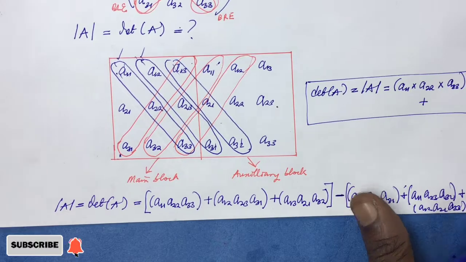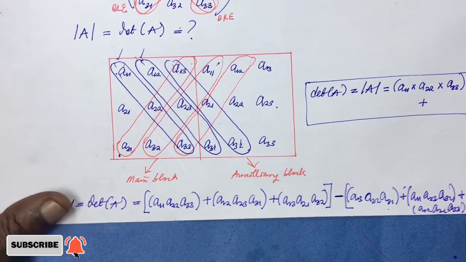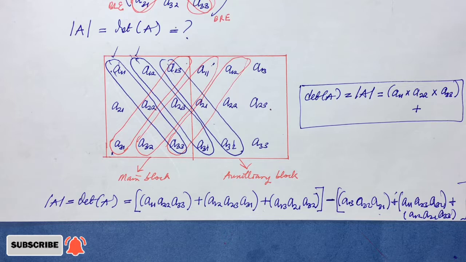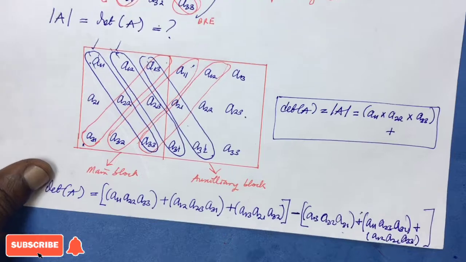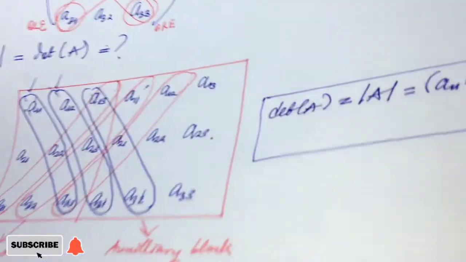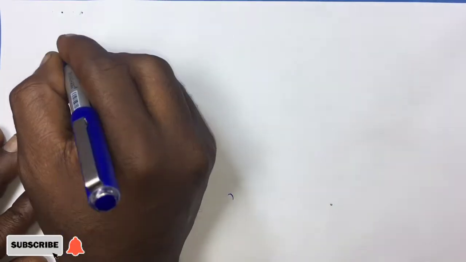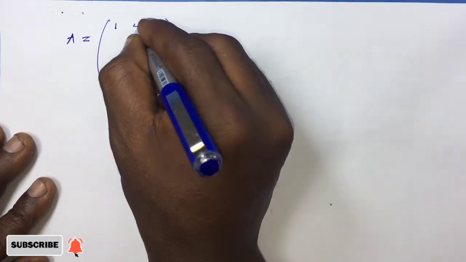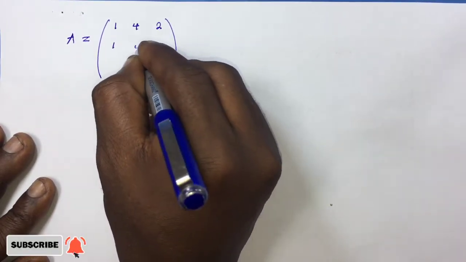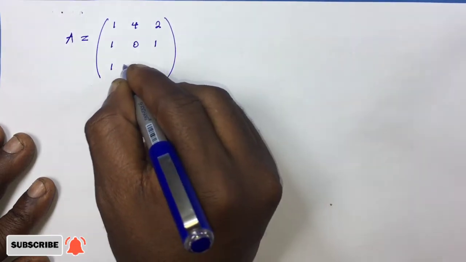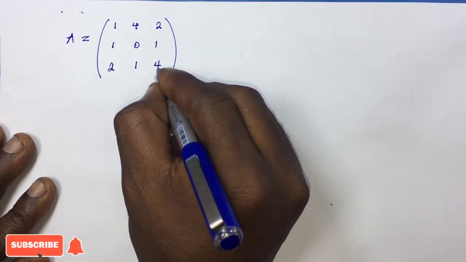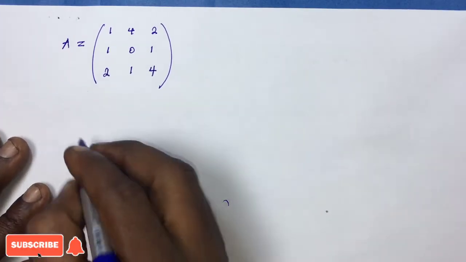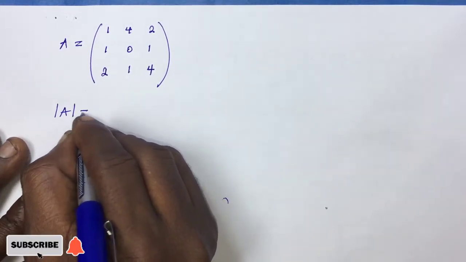Now we are going to confirm that result. We are going to use an example to explain this and then confirm it using the alternative method I discussed in my earlier video, to show that the determinant will be the same irrespective of the method. So let us see. Let's take an example. If I have a 3 by 3 matrix A, for instance, that is 1, 4, 2, 1, 0, 1, 1, 2, 1, 4, okay, this matrix. Now I want to obtain the determinant of A.